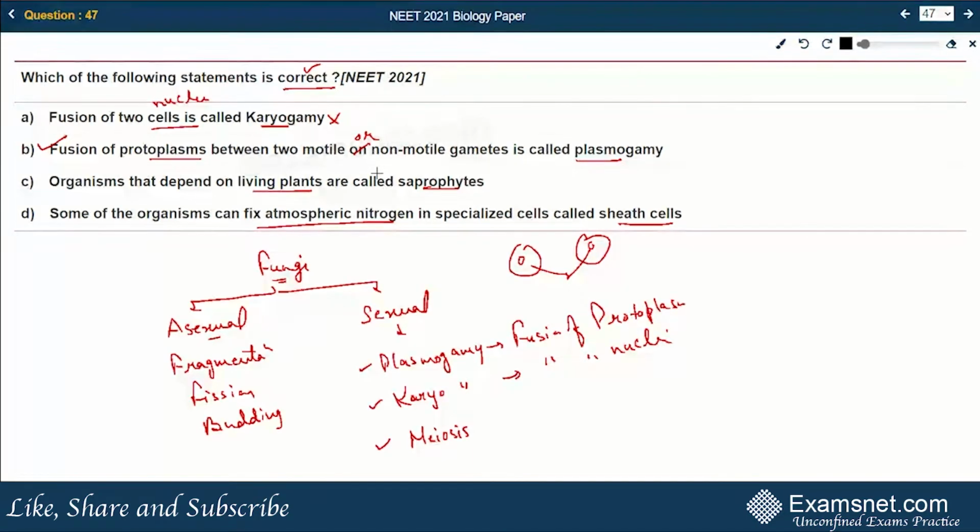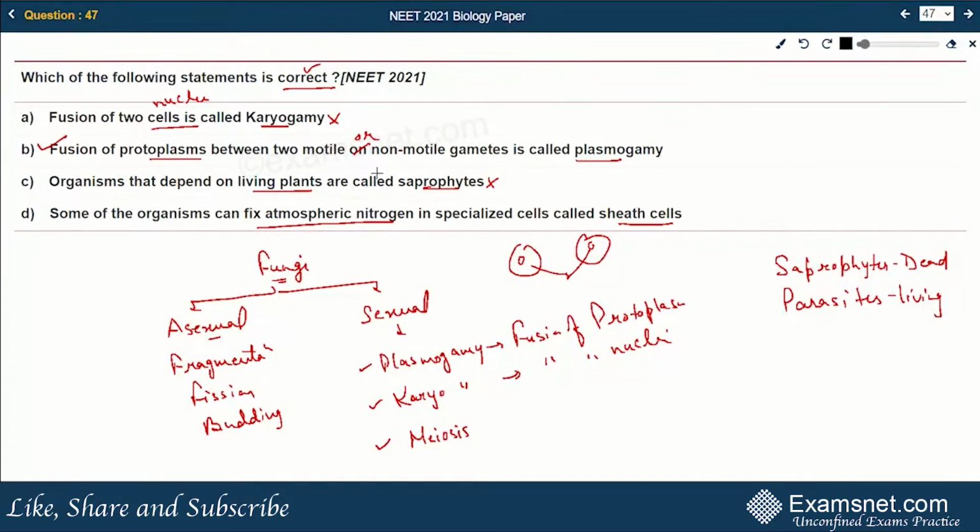What does option C say? Organisms that depend on living plants are called saprophytes. So this is also incorrect because saprophytes grow on dead matter. Okay. So dead material, whereas the organisms which grow on living organisms are known as parasites. Okay.